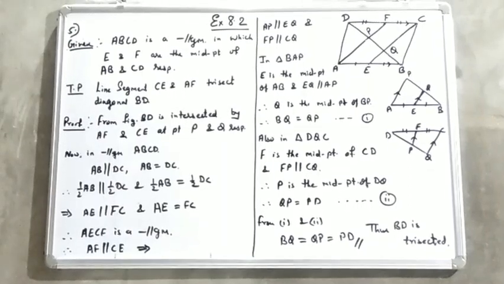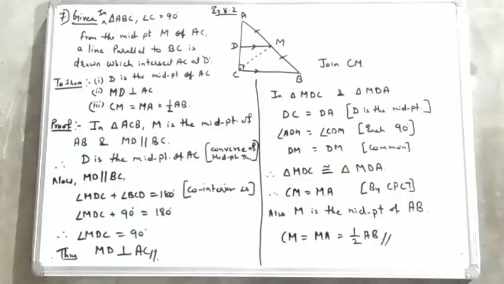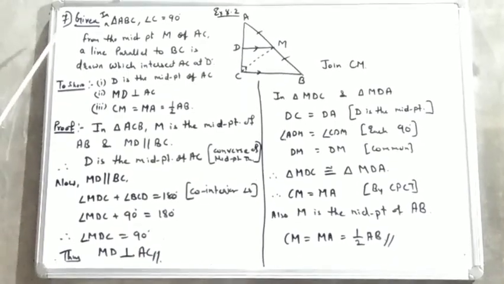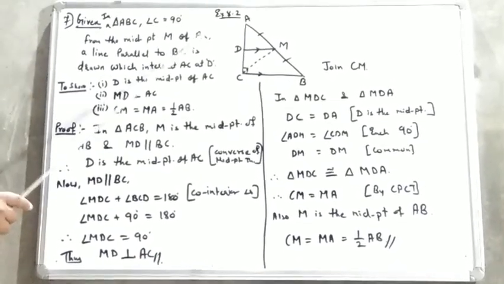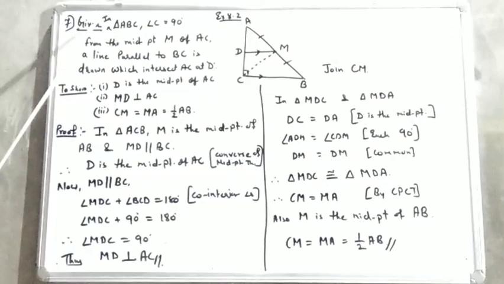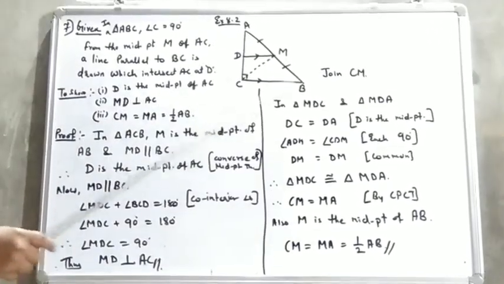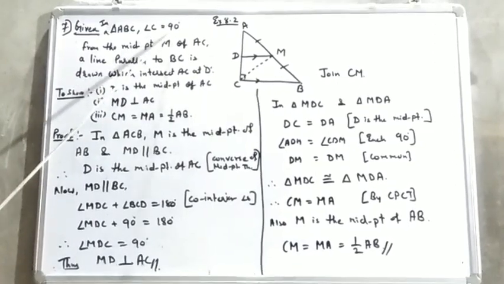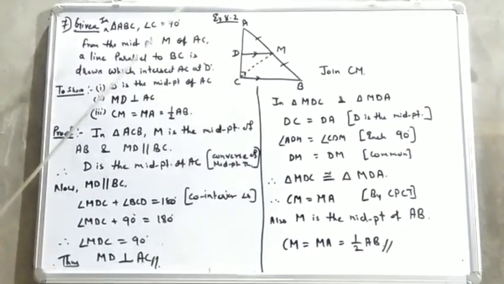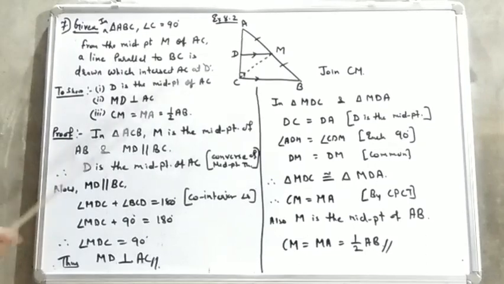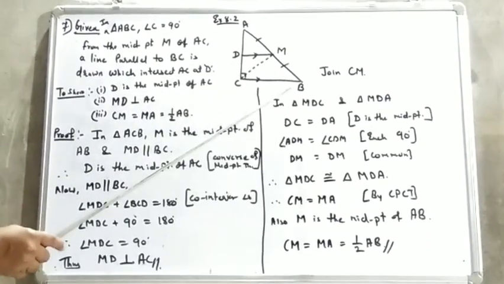Now we will do the last question of this exercise. Solving question number 7 of exercise 8.2. They have given us a triangle. In triangle ABC, angle C is 90 degrees. M is the midpoint of hypotenuse AB.